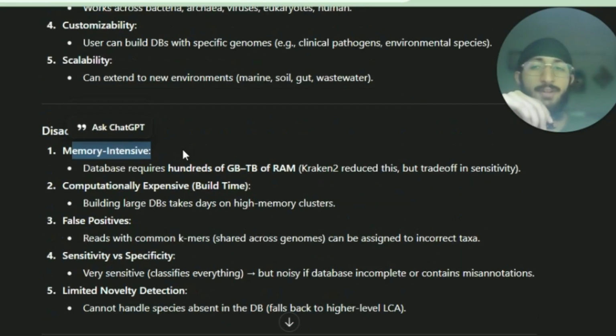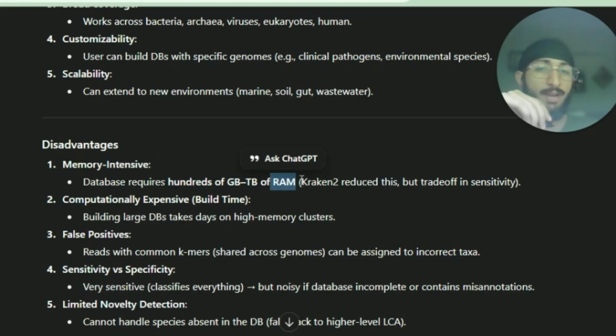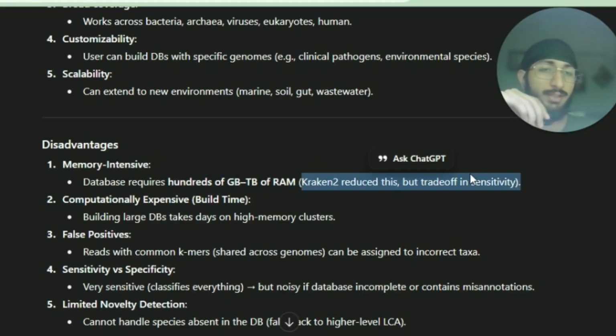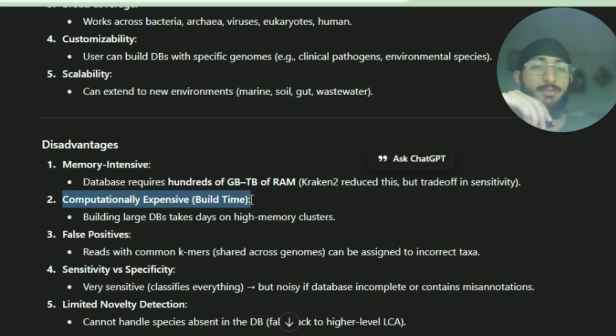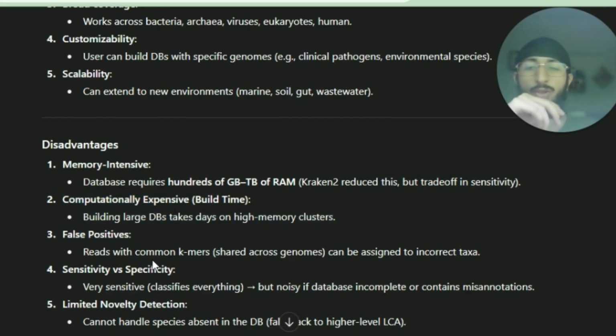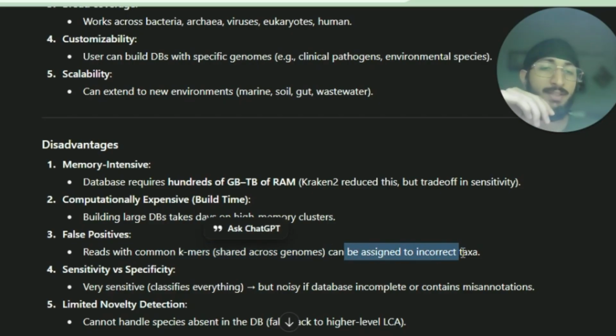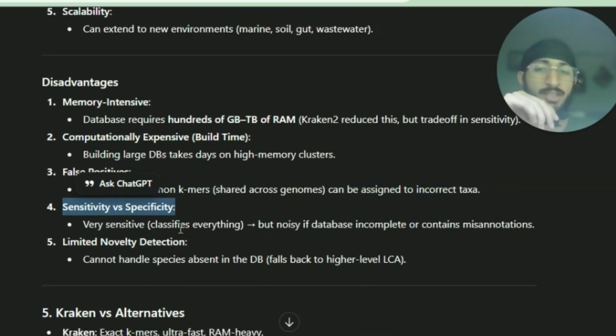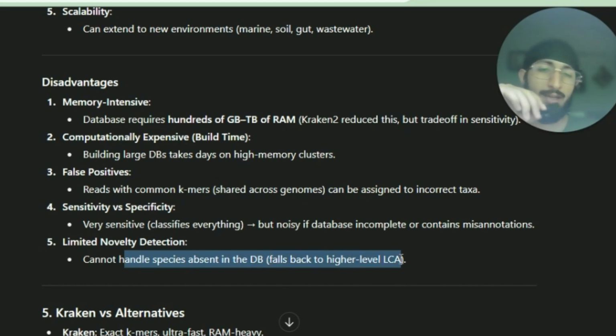Disadvantages. It is memory intensive. The database requires hundreds of gigabytes to terabytes of RAM. Kraken 2 reduces this, but the trade-off is in sensitivity. Computationally expensive build time. Building large databases takes days on high-memory clusters. False positives. Reads with common k-mers shared across genomes can be assigned to incorrect taxa. Sensitivity versus specificity. Very sensitive, classifies every single thing, but noisy if the database is incomplete or contains misannotations. Limited novelty detection. It cannot handle species absent in the database. Falls back to a higher-level LCA.